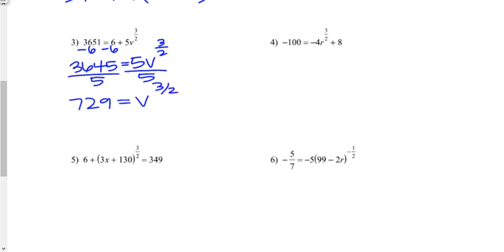Now, the fraction I have right now is 3 over 2. We'll flip it upside down to give me 2 over 3. And I'm going to take both sides to the power of 2 over 3. So on the right side, those just cancel. And I have 729 to the power of 2 over 3. And I get 81.